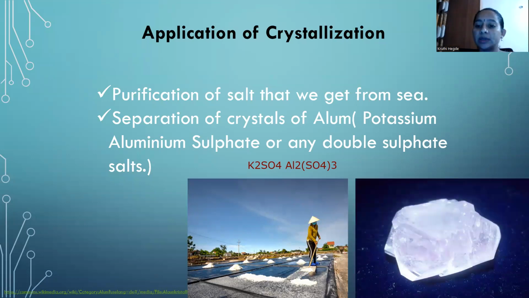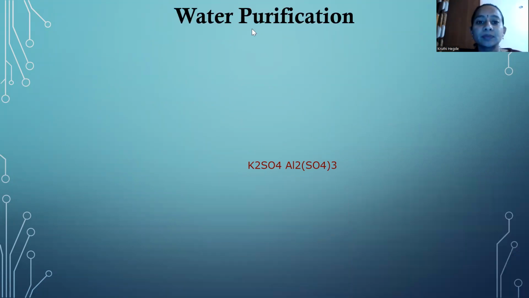So here is the crystal alum. Okay. So to get the pure crystals of alum, we will also go for the crystallization process. So this is how crystallization is used in our daily life. Okay, moving ahead. How is water purification done?